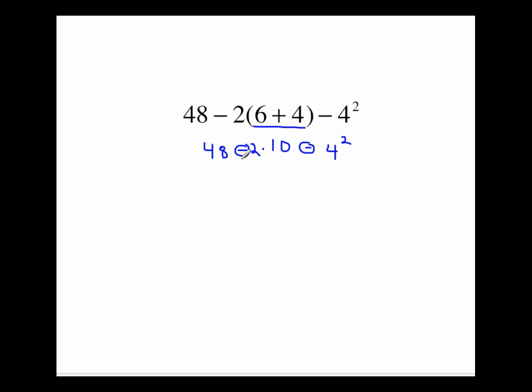A common mistake without circling the minus is to think this is 48 minus 2 and then take that value times 10. You need to do the multiplying and to do these exponential expressions before you add or subtract. Keep that in mind. The last thing you're going to do, unless it's in parentheses, is add or subtract. So 4 squared is 16. That's an exponential expression. 2 times 10 is 20.